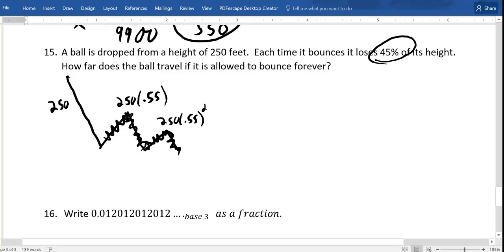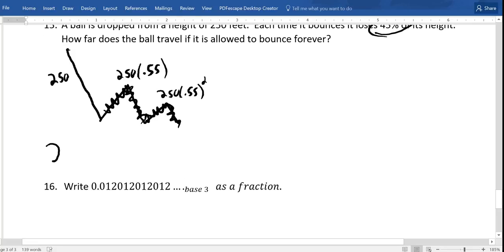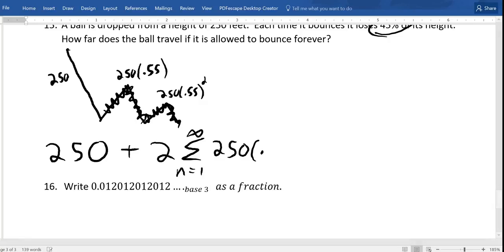The way we said we should do this is, let's take 250, which is our first term, okay? But it's not being doubled, so that's why I'm leaving it outside of my series. And then I'm going to double the series. That is 250 times 0.55 to the n. And I want the power to be n and not n minus 1, because 250 is this right here. So that just goes right there.